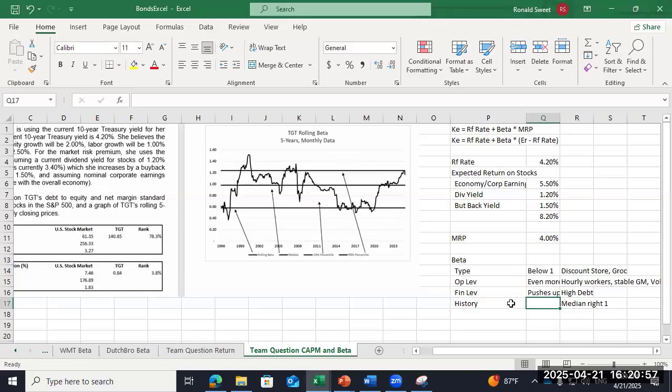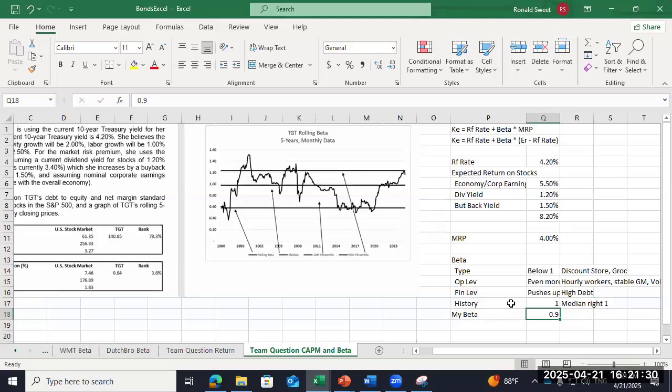So do you really think Target is a 1.2 beta stock? I don't. It doesn't feel like a 1.2 beta stock to me. History suggests right around 1. The type of company and its operating leverage suggests it's probably in the more 0.9 range. Could be 0.8 with the groceries. But it's up to you to argue it. I might use a 0.9 for Target. Most of y'all probably used 1, I would think.